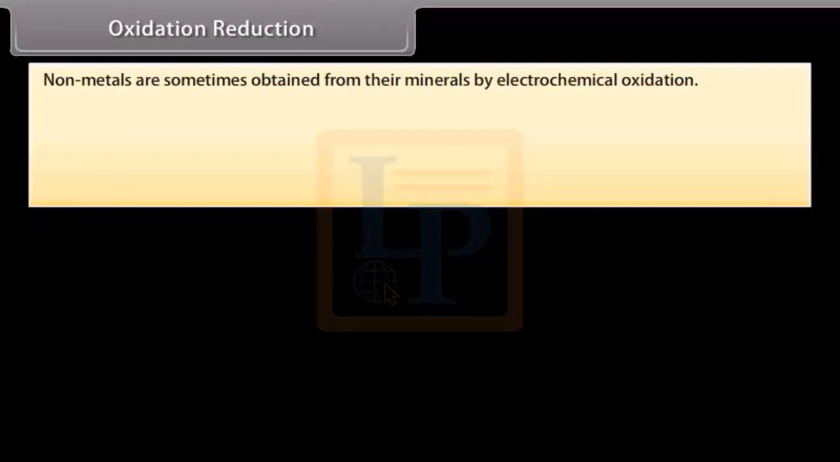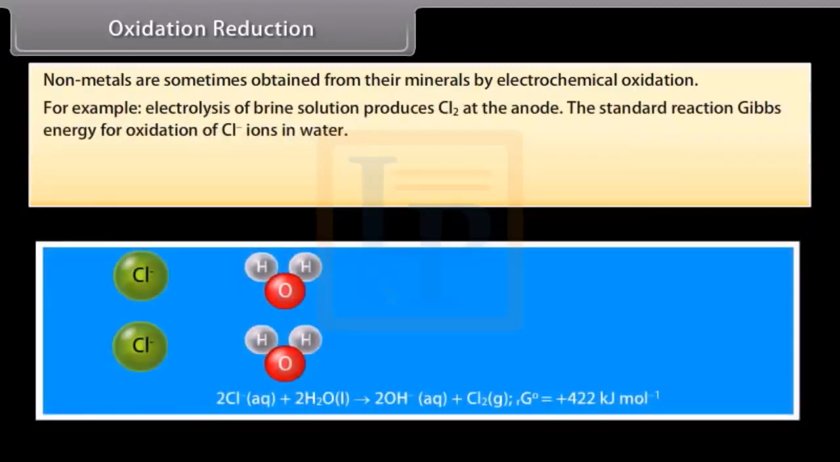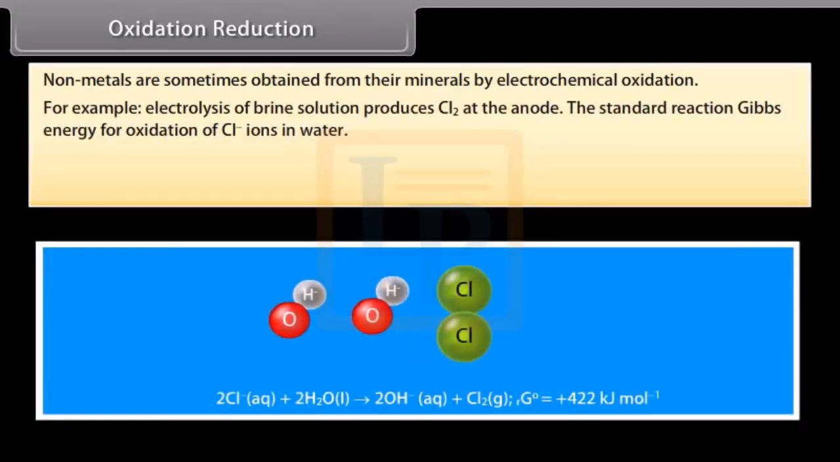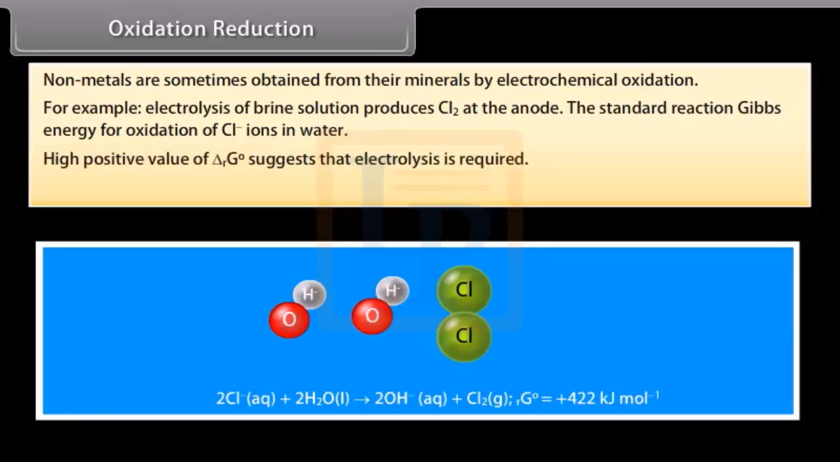Oxidation reduction. Non-metals are sometimes obtained from their minerals by electrochemical oxidation. For example, electrolysis of brine solution produces Cl2 at the anode. The standard reaction gives energy for oxidation of Cl- ions in water. High positive value suggests that electrolysis is required.